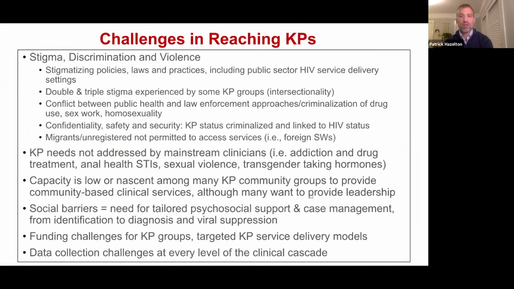And for those of you who work on KP programming, none of this should be a surprise. We fully expect, when KP programs are in the field, these key challenges: stigma, discrimination, and violence on a number of levels; KP needs not being addressed by mainstream clinicians; capacity being relatively low or nascent among KP community groups, including local partners who are working in the field and receiving prime awards for the first time; social barriers, including the need for tailored psychosocial support and case management; funding challenges for KP groups; as well as data collection challenges, which I'll talk about a little later.